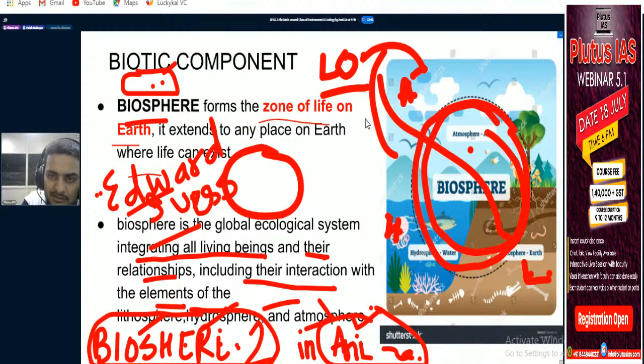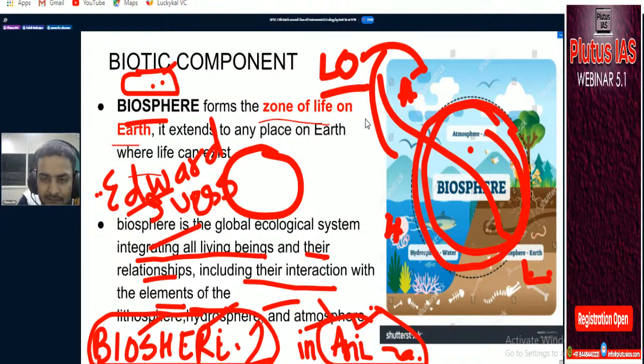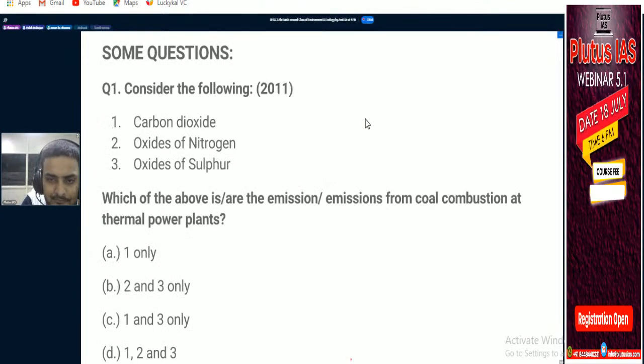Yet to be accomplished. Work is still going on on this. Okay? I think biosphere is done now. I have given you the definition. Okay, let us move ahead. Now we come to yesterday's homework.